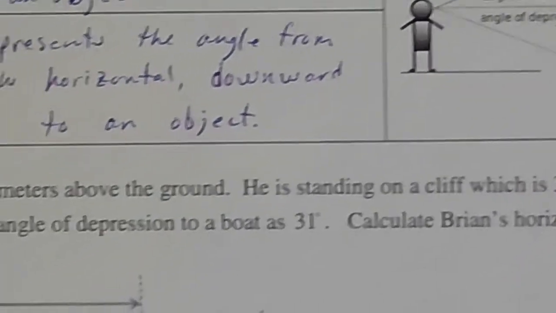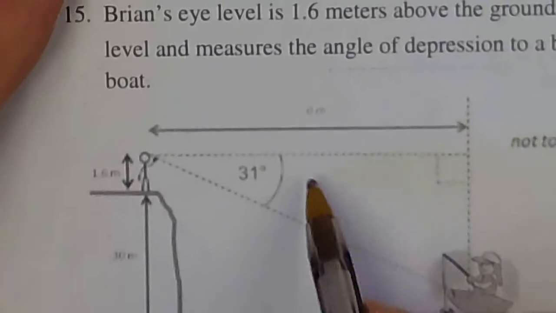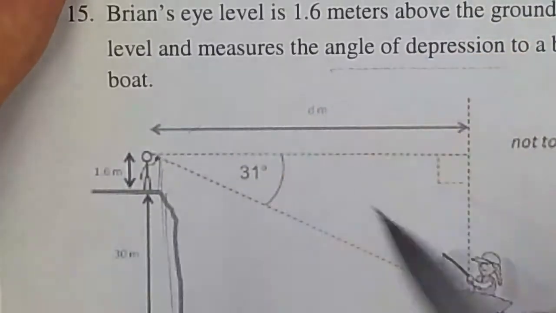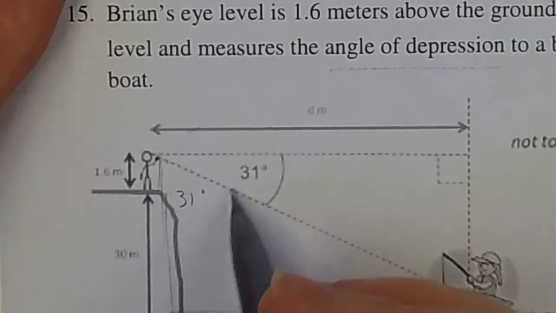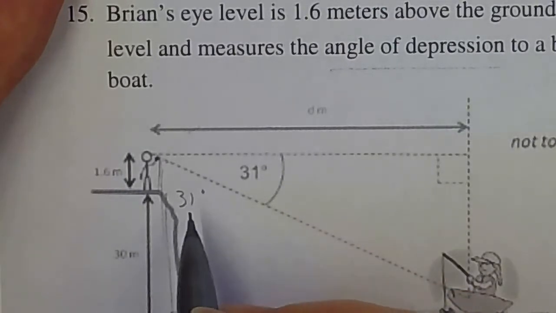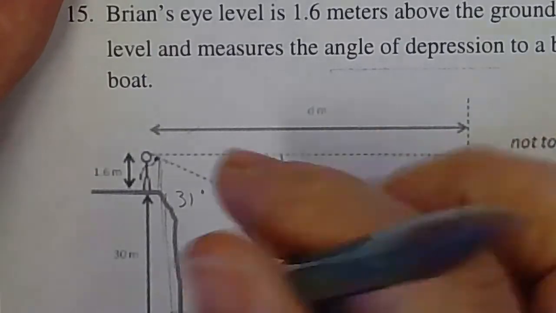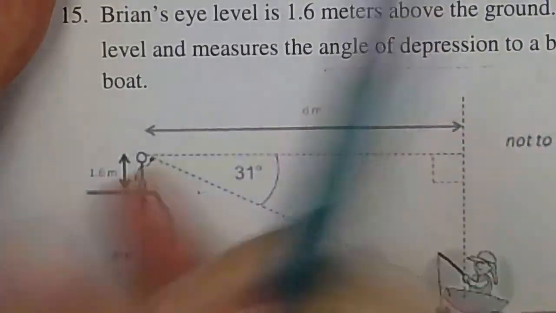So for a problem like 15, I know we didn't read it yet, but for example, this says the angle of depression is 31 degrees. Many students will draw a triangle. You don't have to draw this in here, I'm just showing you. And they'll put 31 degrees here, but it's not. These are complementary angles. They add up to 90. I would not put angle of depression here. There's no horizontal line, okay? But students do it. Don't be that student. Make sure you form it from the horizontal.